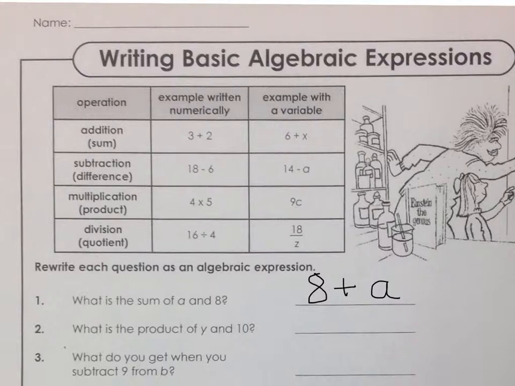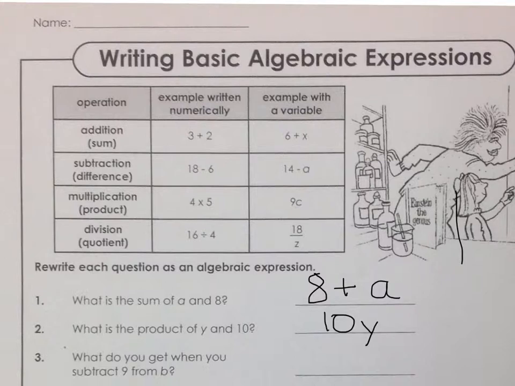Number 2, what is the product of y and 10? Product is multiplication. So I am going to take my number, which is 10, and just put it next to y. And when they're next to each other like that, it's going to be 10 times your variable, which in this case is y.